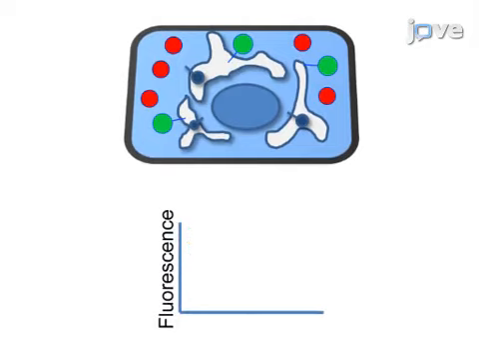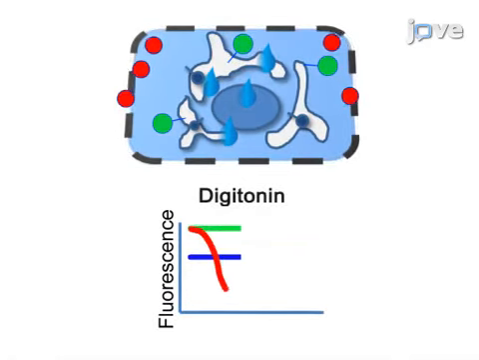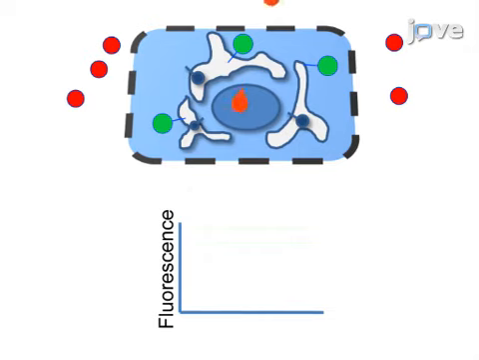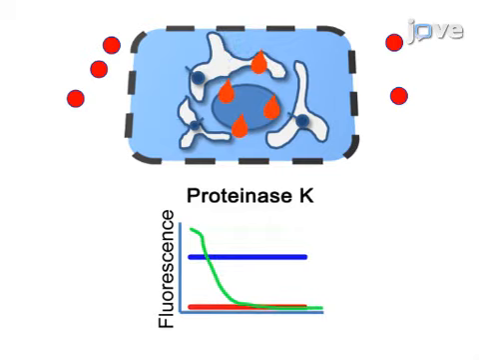Next, the plasma membrane is subject to selective permeabilization using the detergent Digitonin. Soluble fluorescent proteins will exit the cell, whereas membrane-bound fluorescent proteins will be retained within the cell. The final step is application of a protease to the permeabilized cells and determination of retention or loss of fluorescent signal.